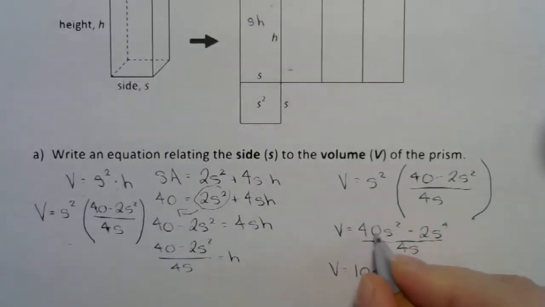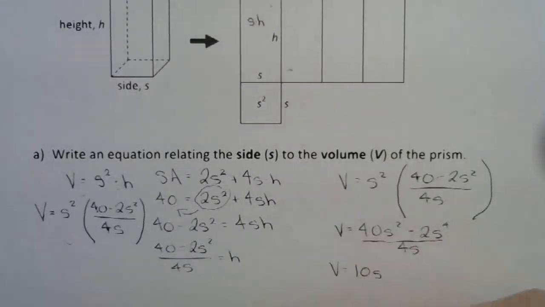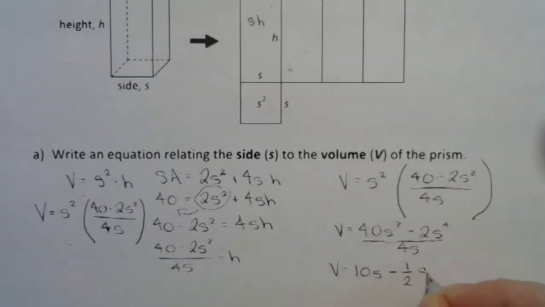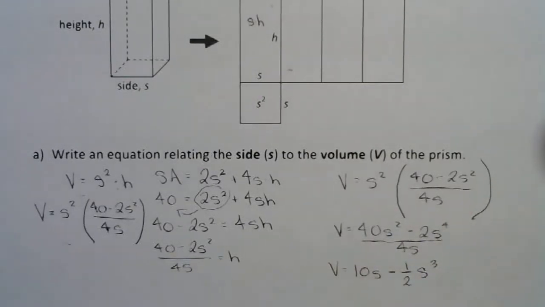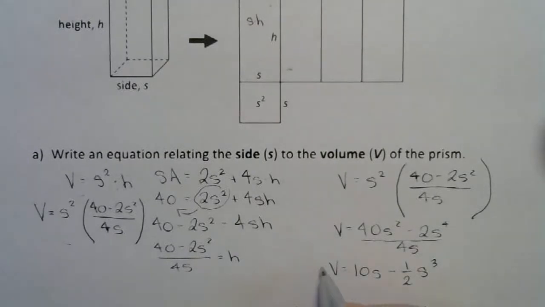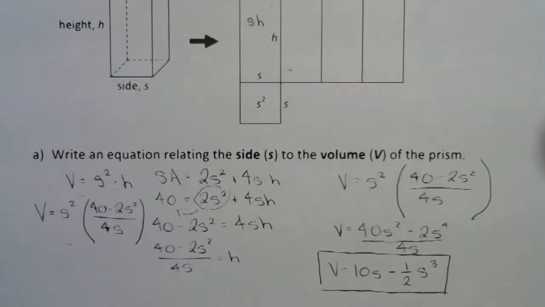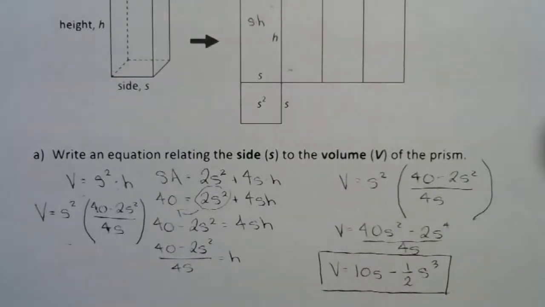So that would be 40 divided by 4 is 10, s squared divided by s is s. 2 over 4 reduces to 1 over 2, and that cancels out one of them, so you're left with 3 of them. Okay, so this is the simplified version of the formula relating volume to s.